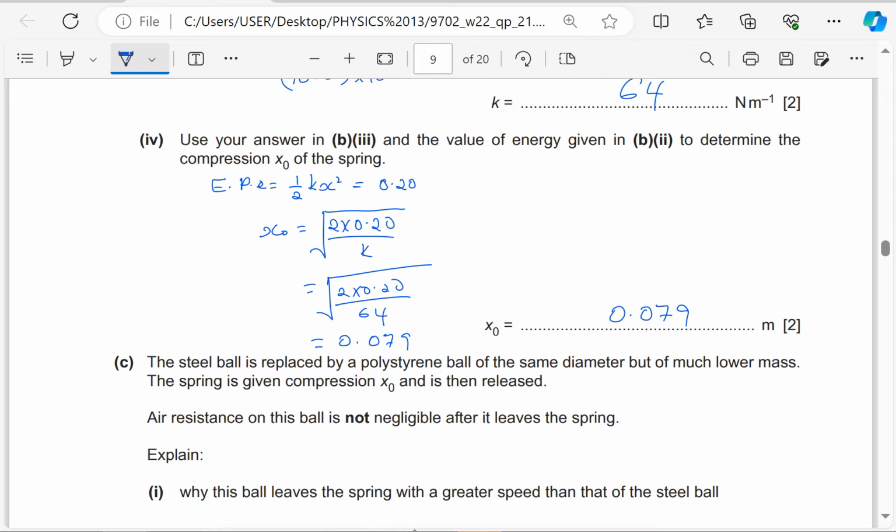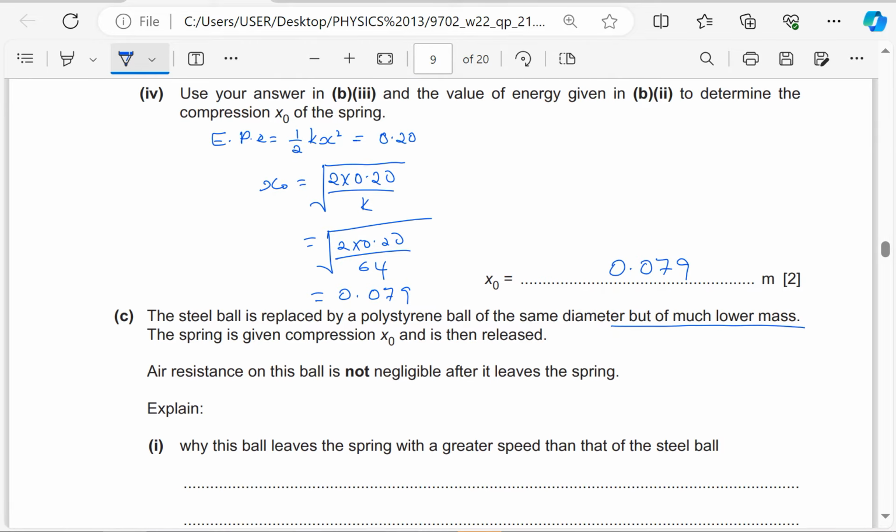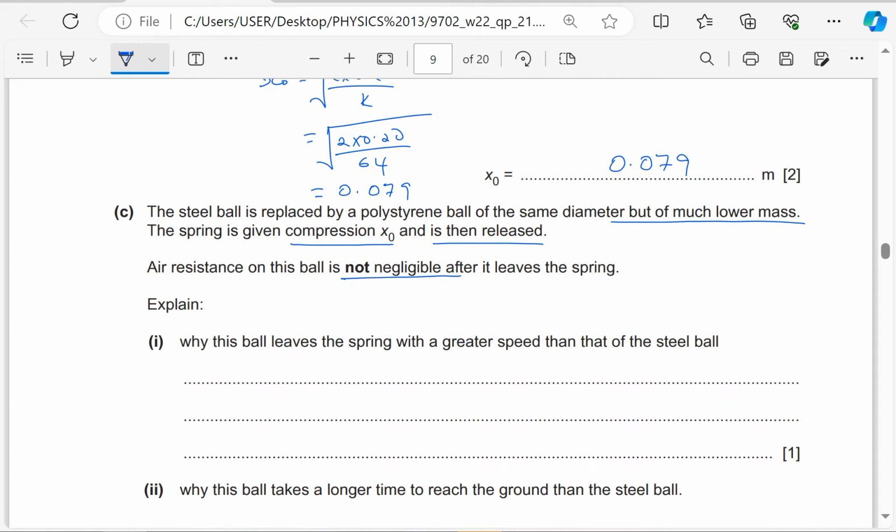The steel ball is replaced by a polystyrene ball of the same diameter but of much lower mass. The spring is given compression x naught and is then released. Air resistance on the ball is not negligible. That means air resistance is going to affect the motion of the ball after it leaves the spring. Explain why this ball leaves the spring with a greater speed than that of the steel ball. Remember, the mass is lower.